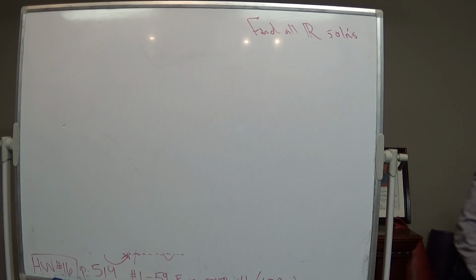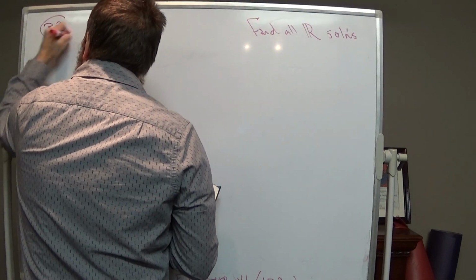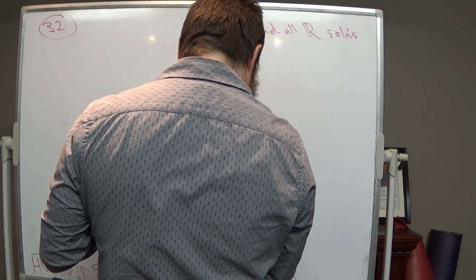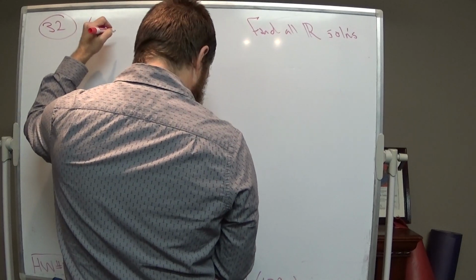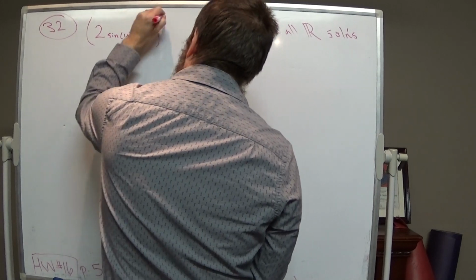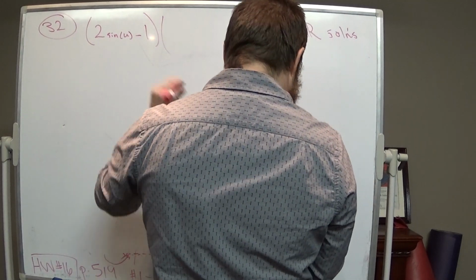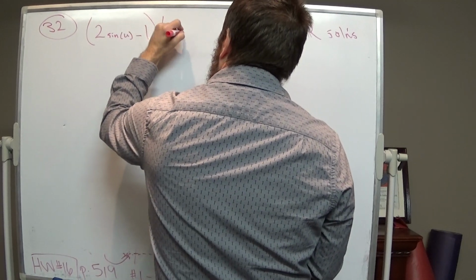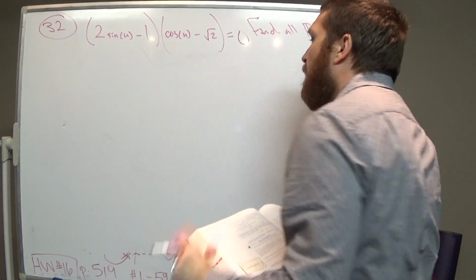Okay, number 32. Same thing. We're finding all real solutions, and this is the easy type because you'll see 2 sine u minus 1 times cosine u minus square root 2 is equal to 0.